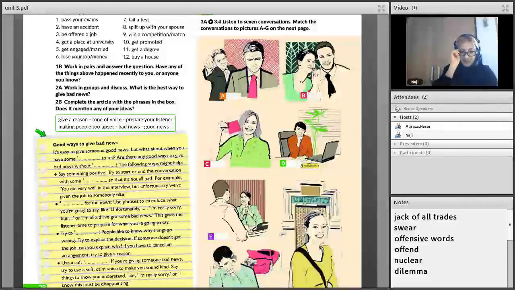Now, let's match them with the photos. Okay, number 1, B. Number 2, E. Number 3, C. Number 4, F. Number 5, G. Number 6, D. Number 7, A. Okay, now look at the pictures and once again, what is the bad news and good news in each situation?